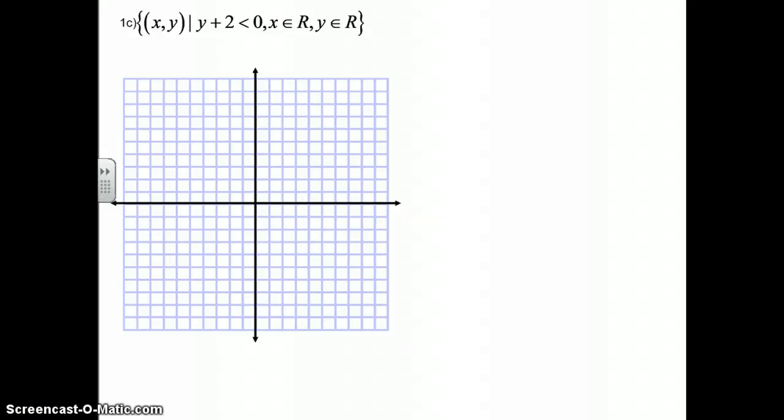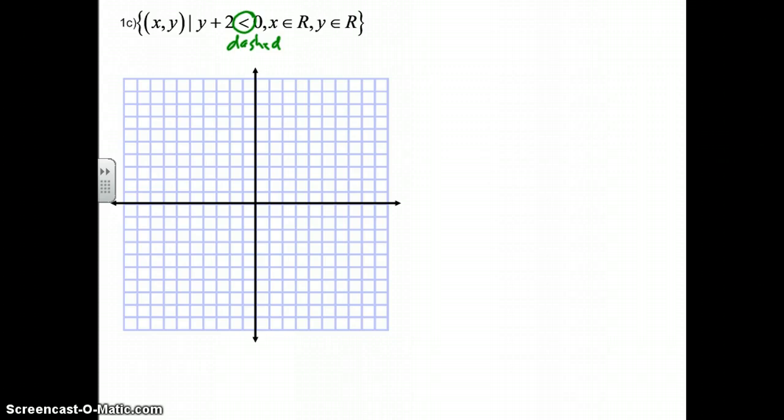Hi and welcome to 6.1 example 1c. Again, we're graphing the solution set for an inequality. In this case, we're looking at the inequality y plus 2 less than 0. One thing to note is that it's less than, so the solutions on our line are not actually part of our solution set. So we're going to draw that with a dashed line.